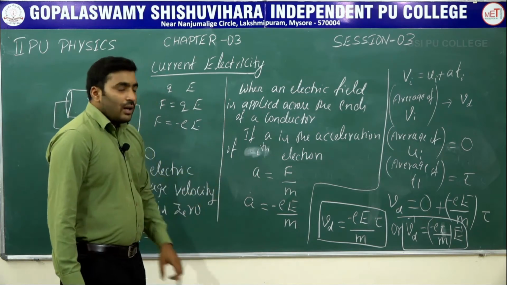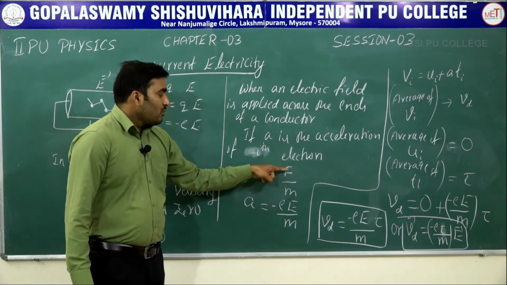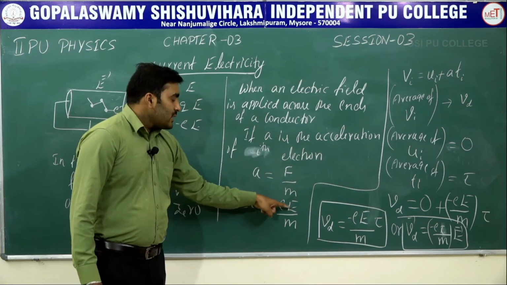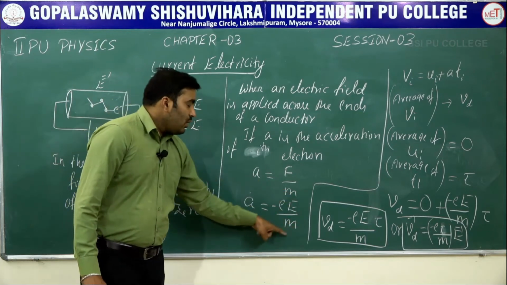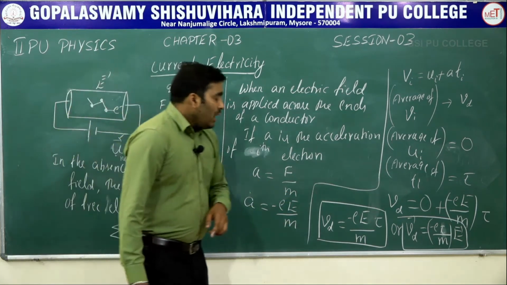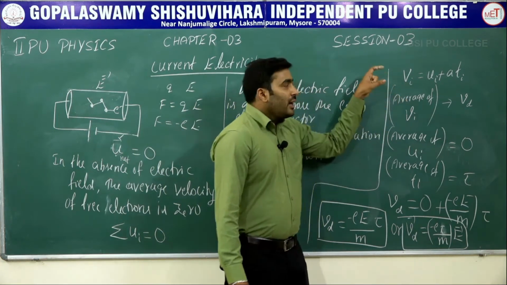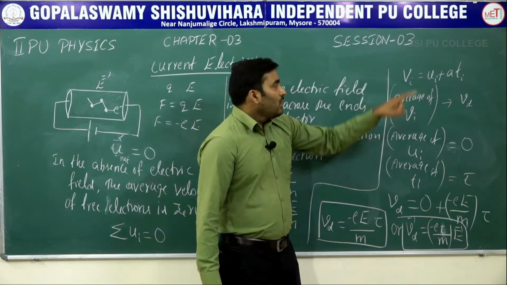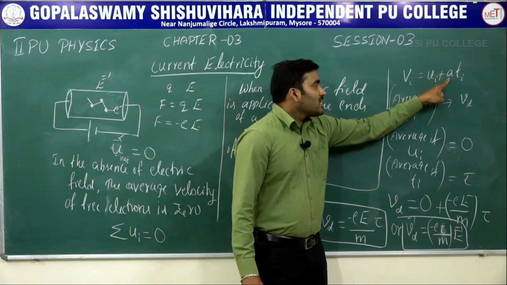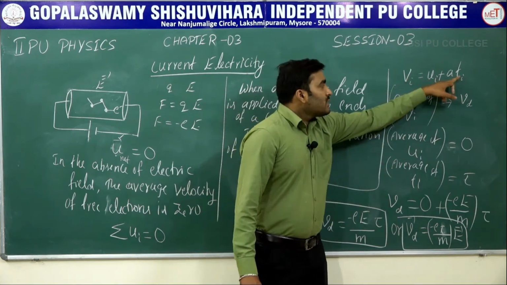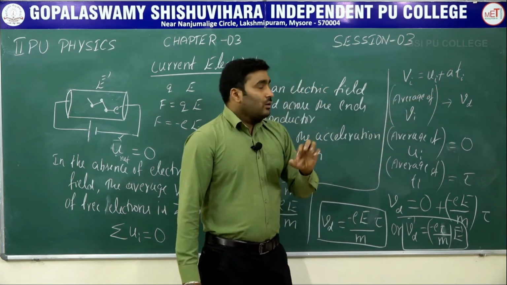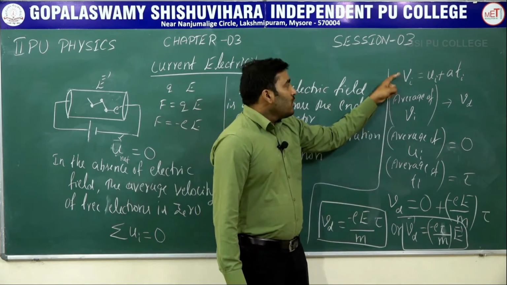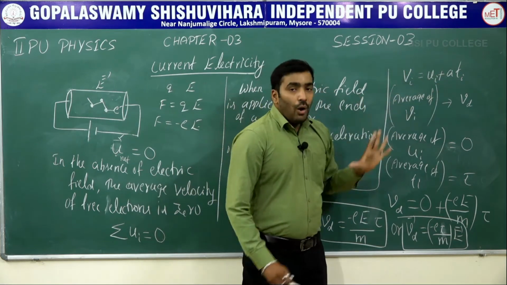From Newton's second law, A is equal to F by M. Acceleration is equal to force divided by mass. If I write this F as minus E into E, we get A is equal to minus of E into E by M. So this is the acceleration of the electrons in a conductor. Now, from the equations of motion, we know that Vi is equal to Ui plus A Ti. This is the first equation of motion. This is final velocity, this is initial velocity, this is acceleration, and this is the time. Here, this time Ti is the time taken between two collisions, the time elapsed between the two collisions. So let us make the general case for all the electrons.